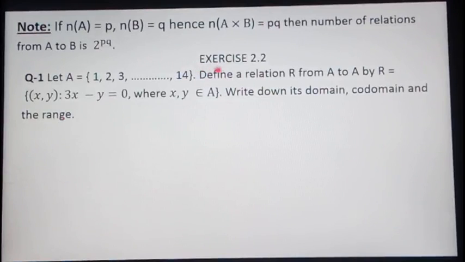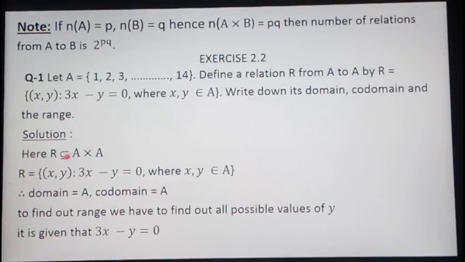Let us see Exercise 2.2. Question 1. Let A equal 1, 2, 3 up to 14. Define a relation R from A to A by R equal to the ordered pair (x, y) such that 3x minus y equals 0, where x, y belong to A. Write down its domain, codomain and the range.